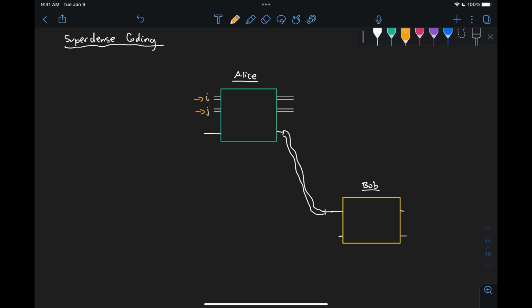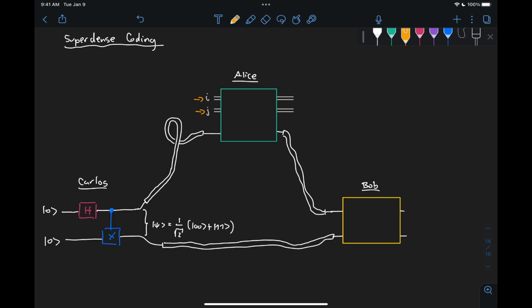For this protocol to work, Alice and Bob need to actually share a pair of entangled qubits. These qubits can be prepared by a third party and then sent to Alice and Bob ahead of time. Then Alice can perform her operations on her qubit and send it to Bob, who can then perform some operation to decode the information. The critical part here is that Alice is only sharing 1 qubit with Bob, and she managed to encode 2 classical bits. So that's why we call it superdense coding.